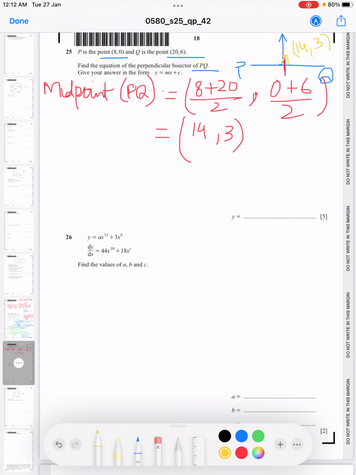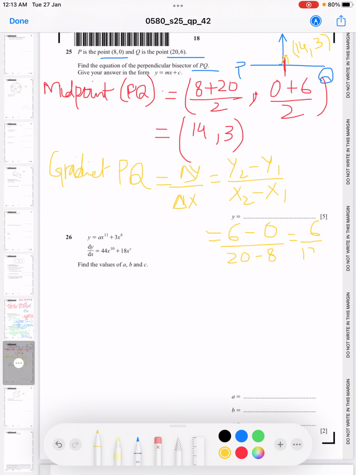Okay, now for the gradient, we know that the gradient of PQ means the slope. It is delta y divided by delta x, that is y2 minus y1 divided by x2 minus x1. So y2 is 6 minus 0 divided by 20 minus 8. So it will be 6 by 12 and it comes out 1 by 2, right?